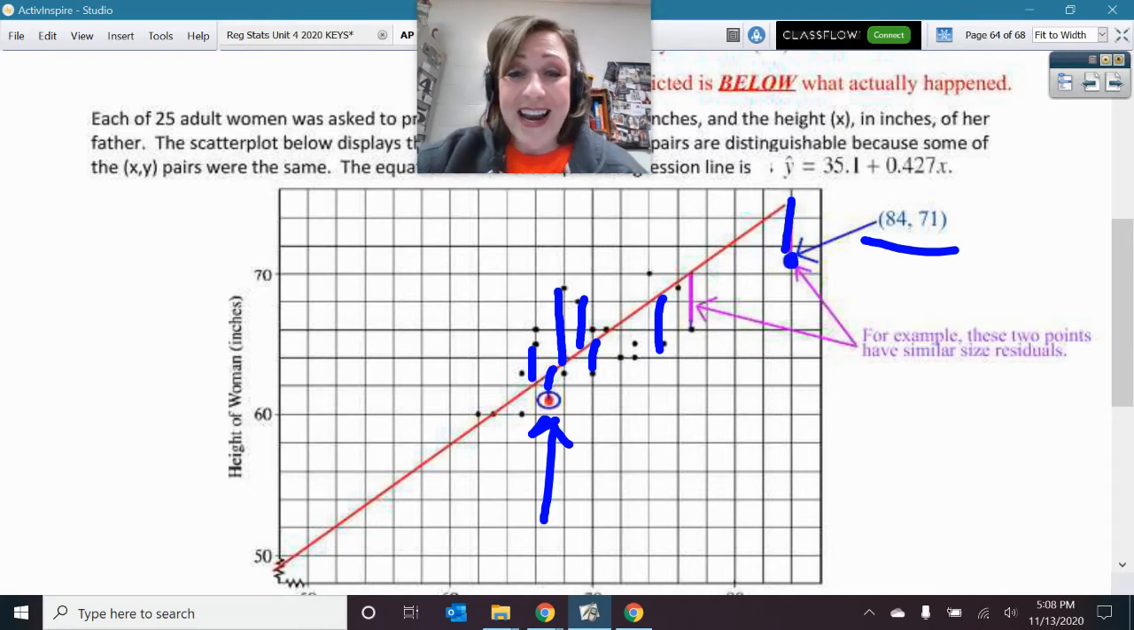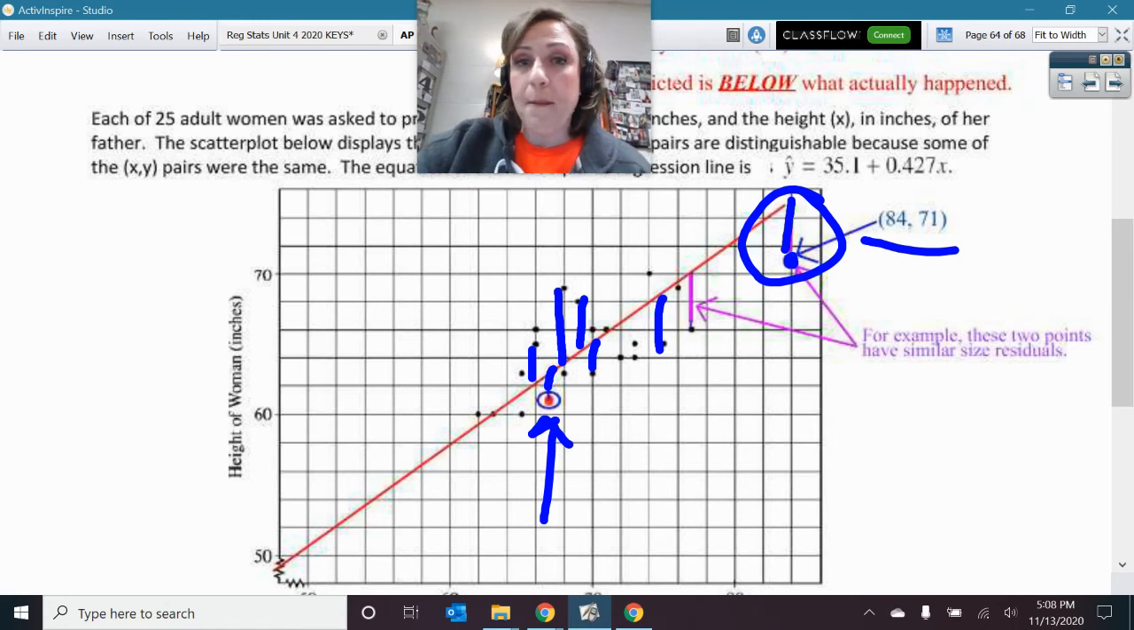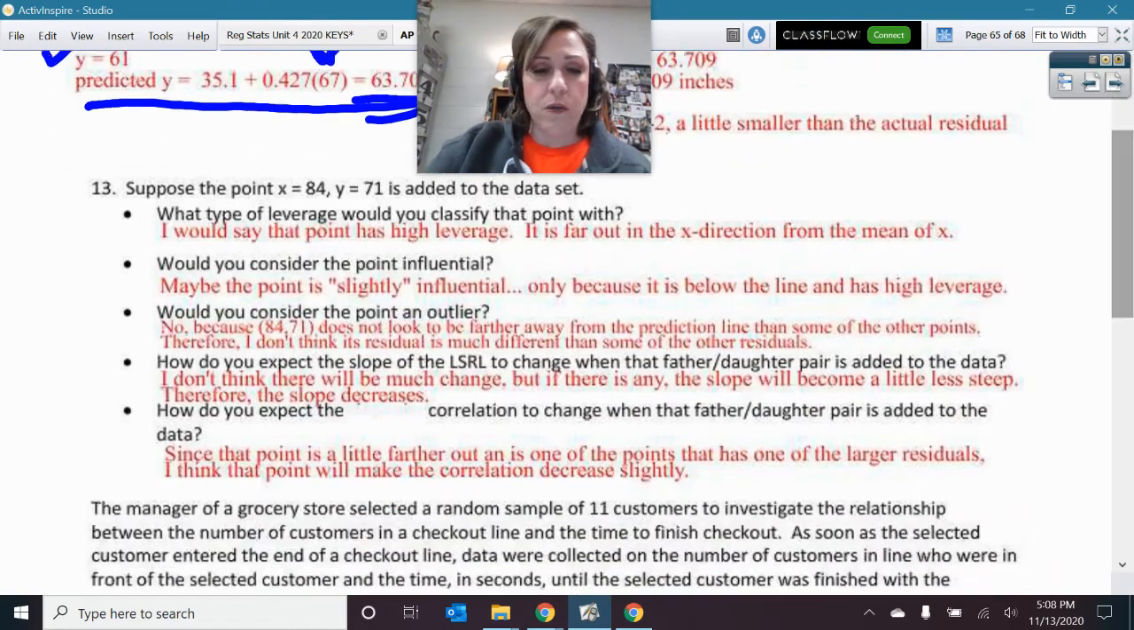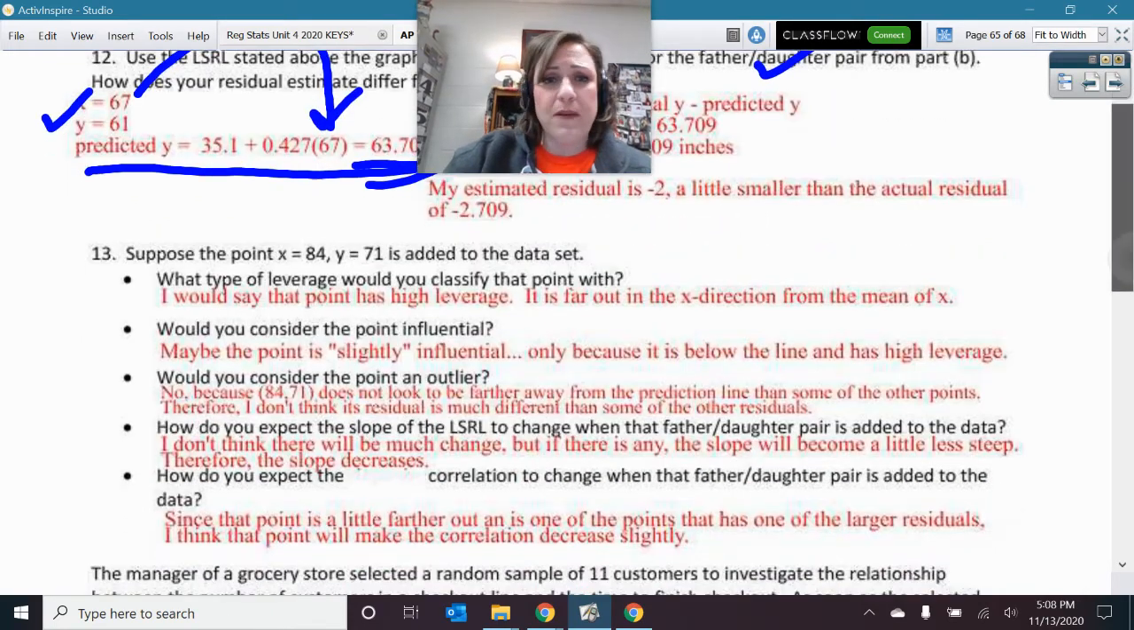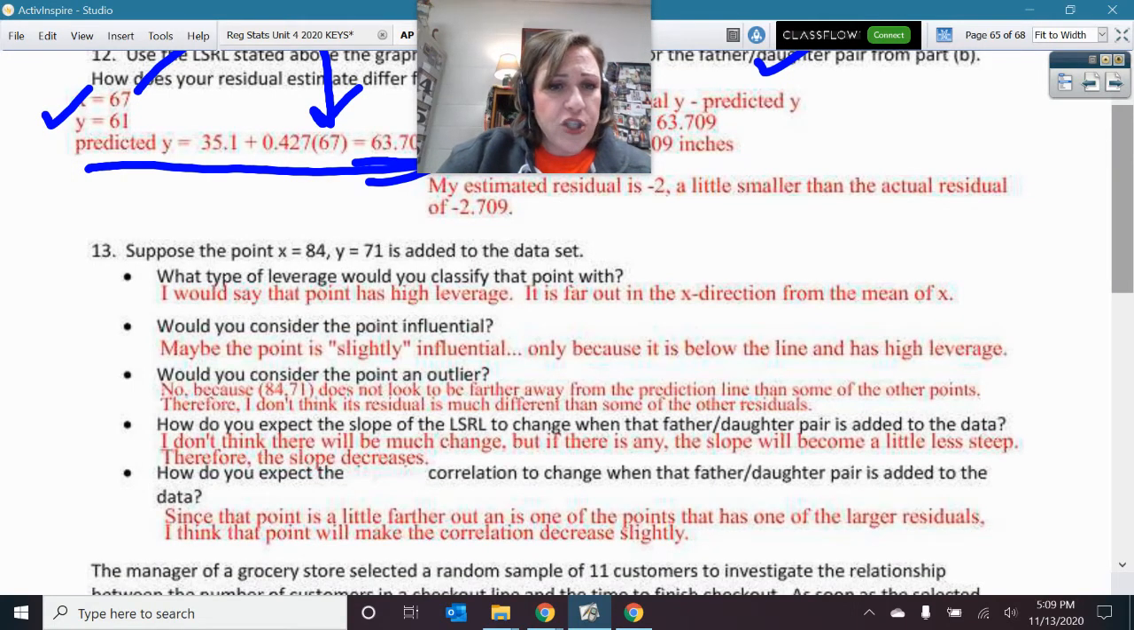So because of that, I don't really necessarily think this point is an outlier, nor is it going to be very influential, maybe slightly, but not, I don't think, really an important amount of influence to change what is going on. So that's what I said here. I would say the point has high leverage. It's far out in the X direction. It may be slightly influential, but not really. It's going to be very little, if any. Would you consider this point an outlier? No, because it has about the same type of residuals as other values.